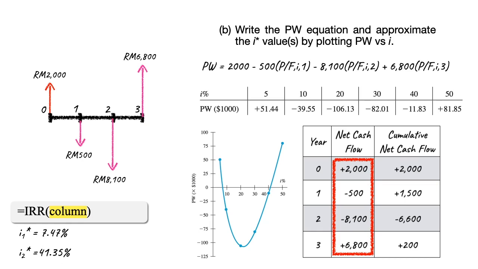Another more conventional way is to draw the polynomial line on graph paper, and where it crosses the x-axis, that is your estimated i value or the rate of return. So in this case, our rate of return is expected to be at 7.47%, and another value is at 41.35%. So as you can see, in this particular situation where there are multiple sign changes, there are two values of interest rate that exist.